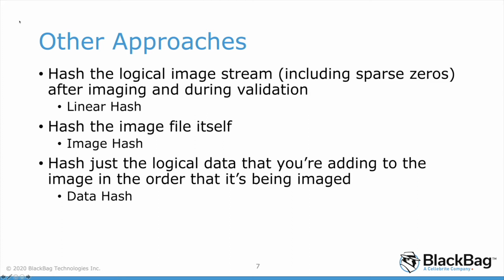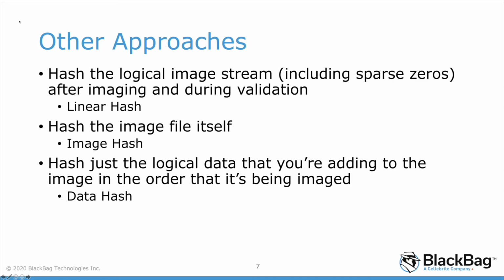We could also hash the image file itself, and by that I mean the AFF4 file, for example. This allows you to hash the smallest amount of data. However, we have a reproducibility problem here. If you image the same evidence source twice with two different AFF4 files, even if the logical data hasn't changed, that image hash is going to change just because the metadata that's embedded inside our image format is changing over time.